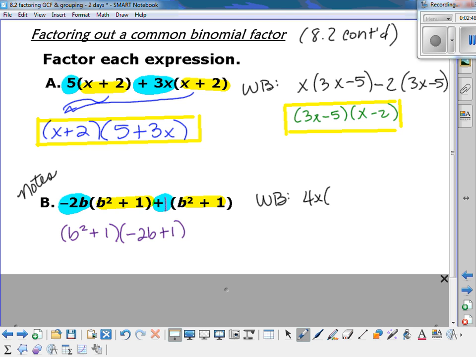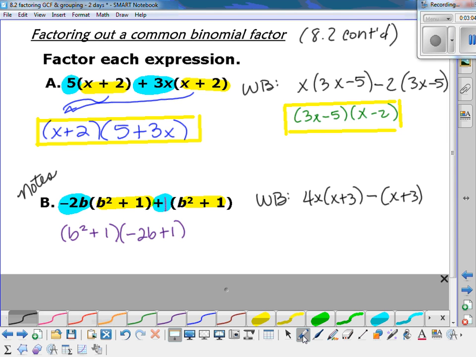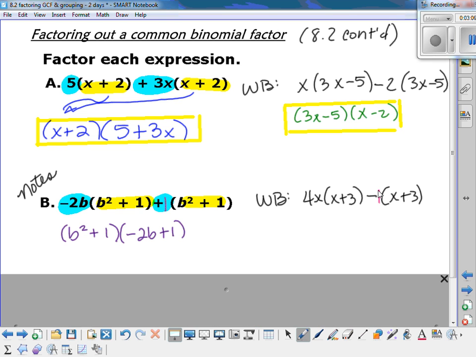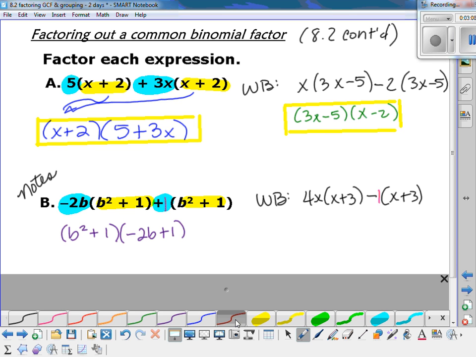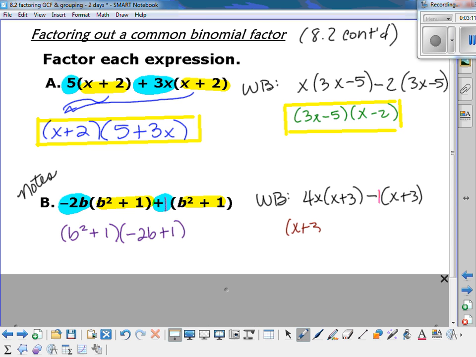On your whiteboards, I've got 4x times the quantity x plus 3 minus x plus 3. Okay, so again, we assume that we've got a 1 right there, and we take out the x plus 3, and we're left with 4x minus 1.